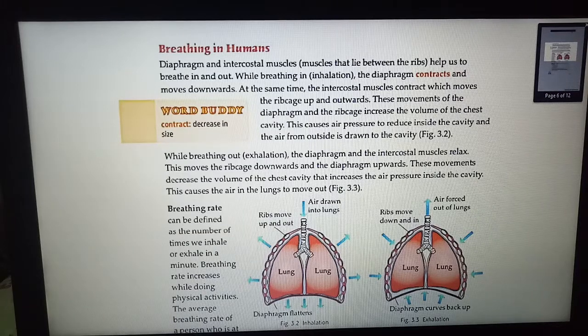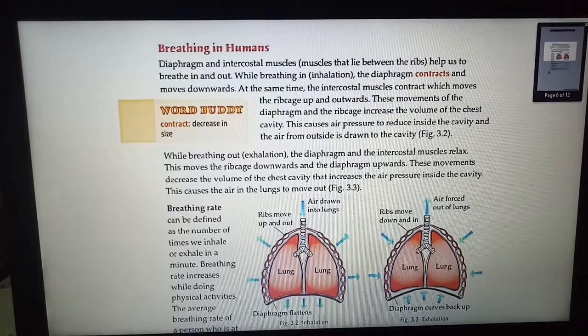Breathing rate increases while doing physical activity. जब आप रन कर रहे होते हो, स्किपिंग कर रहे होते हो, साइकिलिंग कर रहे होते हो, आप ज़ोर ज़ोर से सांस लेते हो, that means your breathing rate is increasing. And your breathing rate decreases when you are relaxing, when you are sleeping. You breathe less as compared to when you are doing cycling. So the average breathing rate of a person who is at rest is 15 to 20 per minute.